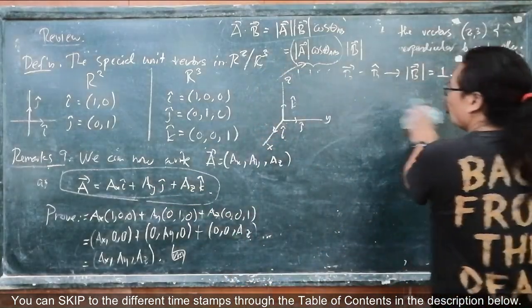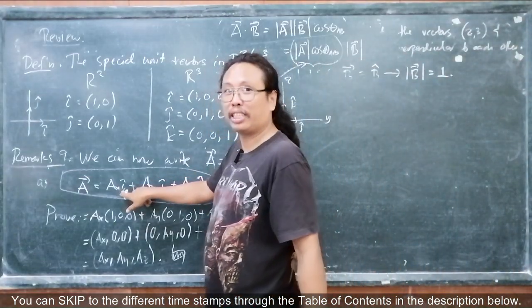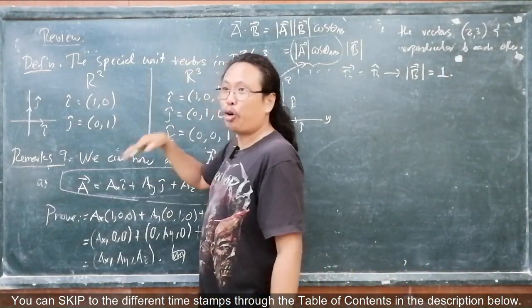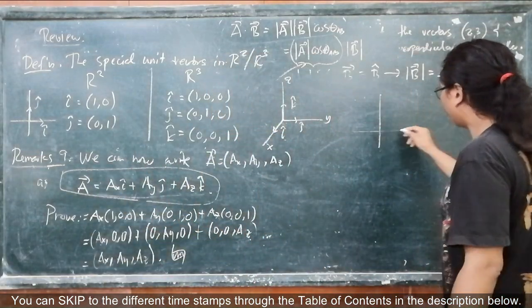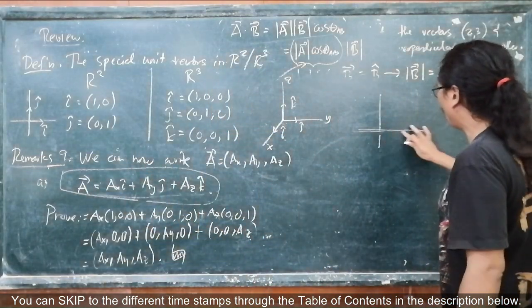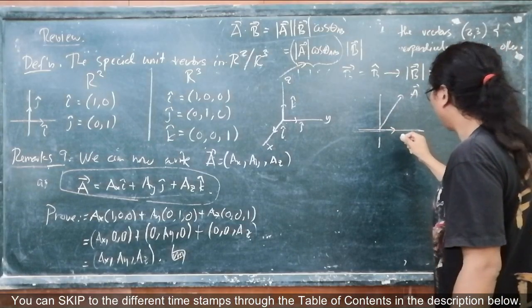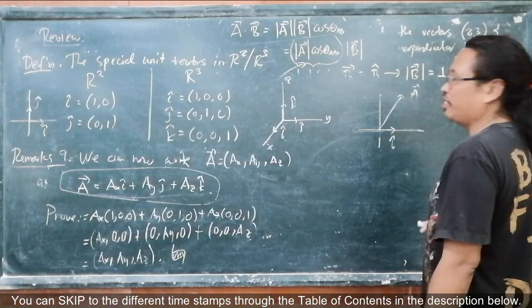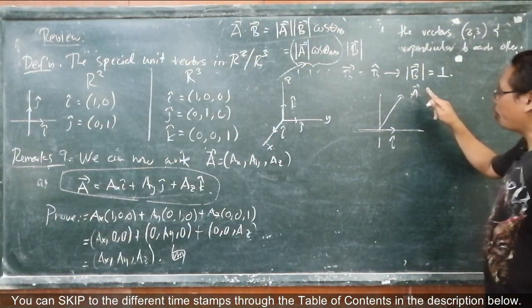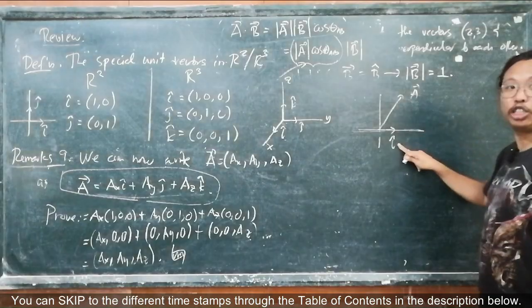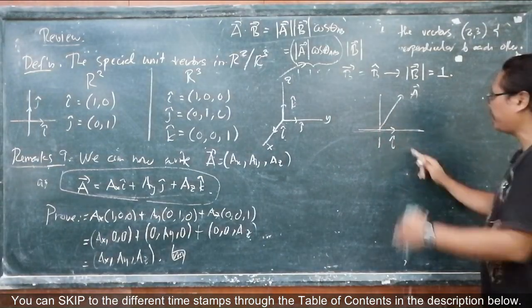Okay, by the way, ax is actually the projection of A onto i. For two vectors, this is A, and this is i hat. Right? ax, I would say, is the projection of A onto the direction of i. What is the direction of i? The direction of the positive x-axis.